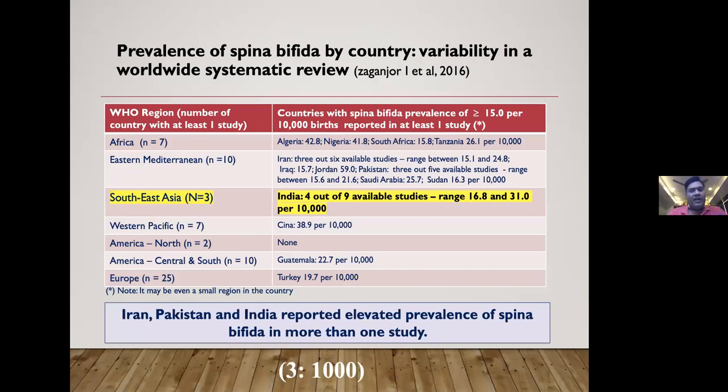So if you look at the prevalence of spina bifida by country and variability in a worldwide systematic review by Zaganjor in 2016, let's focus on our area, that is Southeast Asia. In India, almost 4 out of 9 available studies had an incidence ranging from 16.8 to 31 per 10,000. So if you take per 1,000, it becomes almost 1.6 to 3.1, and if you take per 100, it is almost 0.3%. So that is how the incidence is. And as you can see, in some of the countries, it is far less. So there is a lot of variation in reported prevalence of spina bifida.